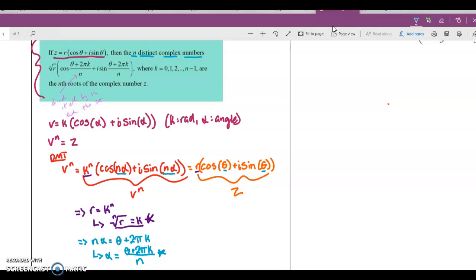Okay, so that was a lot that I just hurled at you right there. Take a minute. If you need to rewind, rewatch it, do that. Then we're going to go through an example. Our k values start at 0 and then go up through n minus 1, where n is the root that you're trying to find.